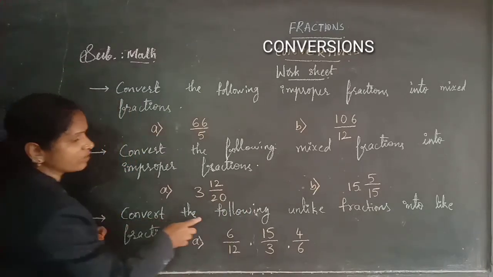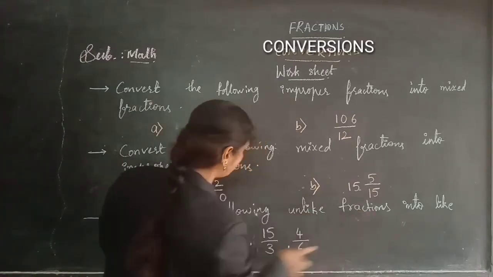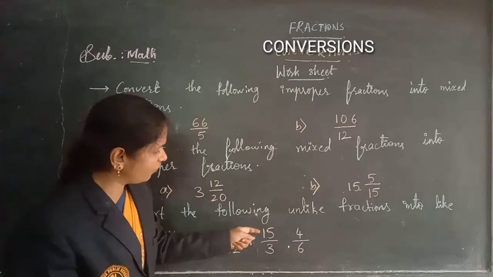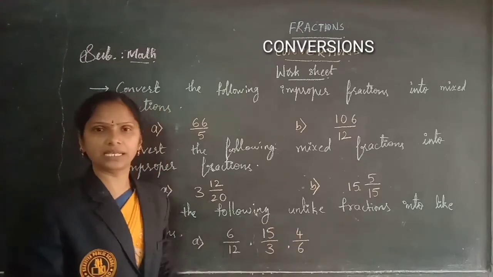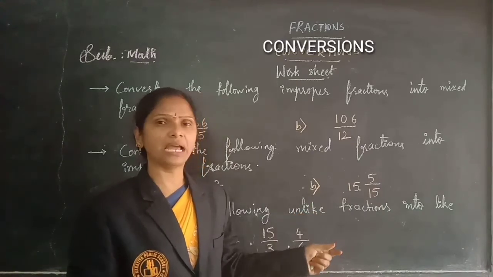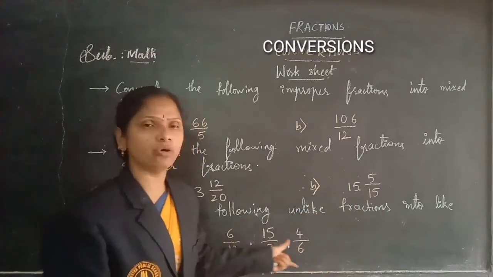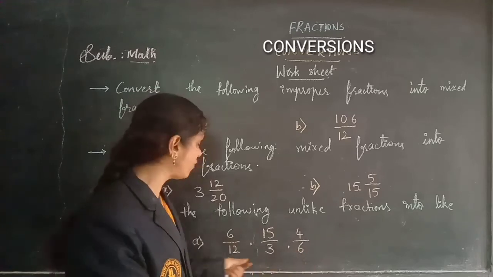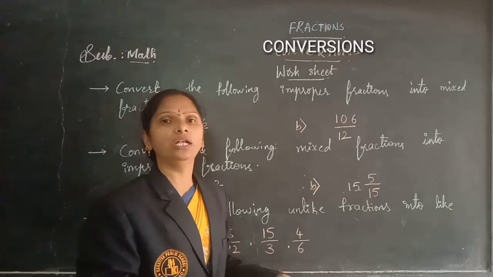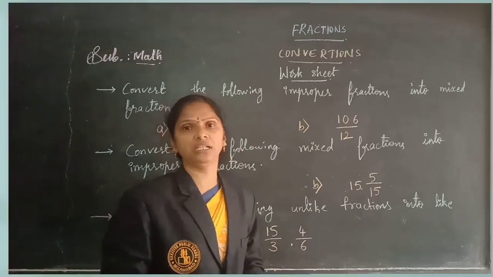Now third one, convert the following unlike fractions into like fractions. Given unlike fractions 6 by 12, 15 by 3, 4 by 6. In the video I gave one of the mixed fractions, children. There you converted. But coming to here we don't have any mixed fractions. So directly you find the LCM of the denominators and later you convert into like fractions here. Thank you.